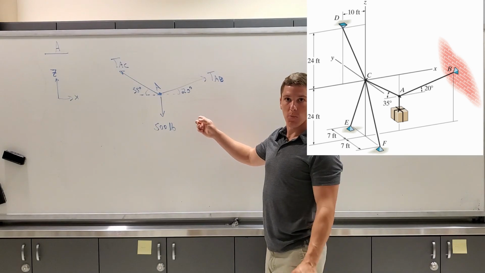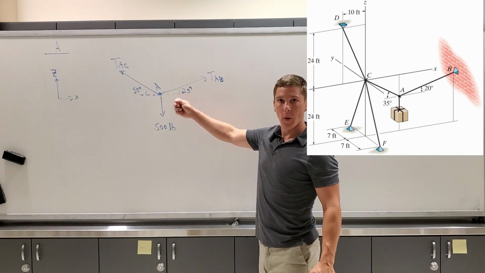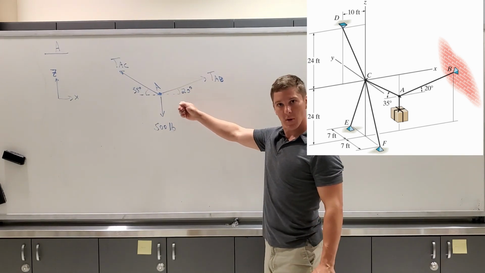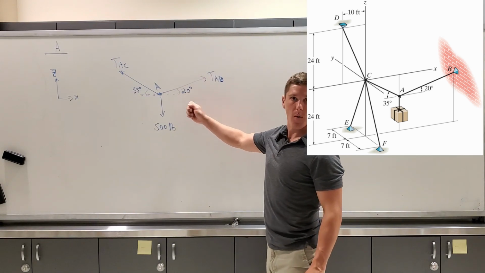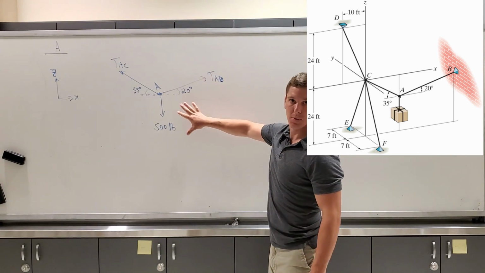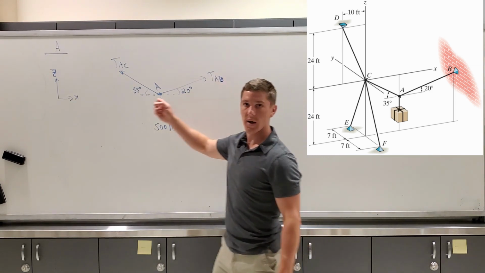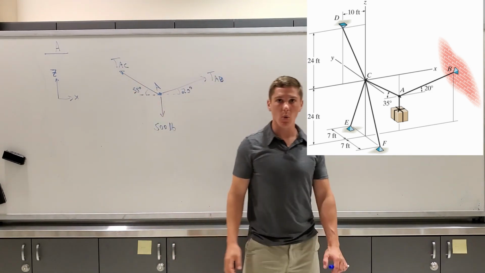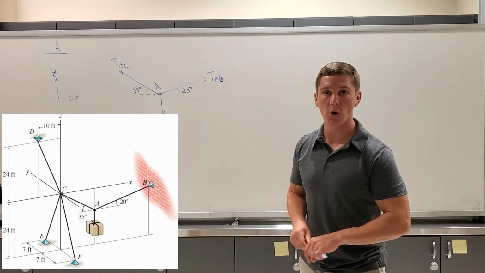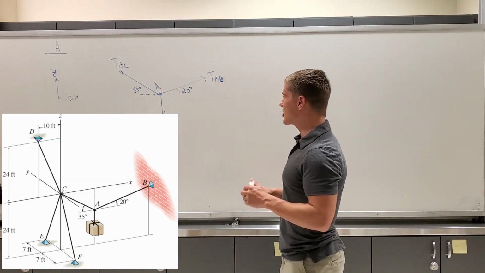in this case, it's a three-dimensional problem, but this particular point simplified into a two-dimensional problem. So in the two-dimensional problem where I'm confined to the xz plane, I have two equations of equilibrium, which is great because I have two unknowns. I do not know TAB or TAC. So let's go ahead and start writing our equations of equilibrium.